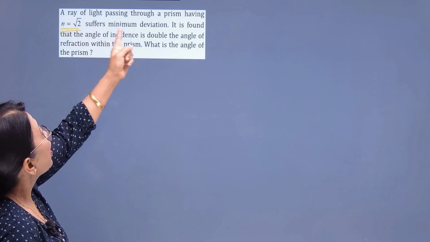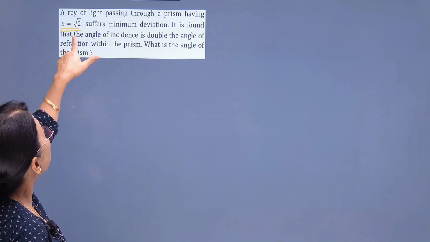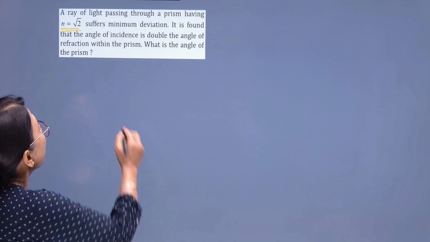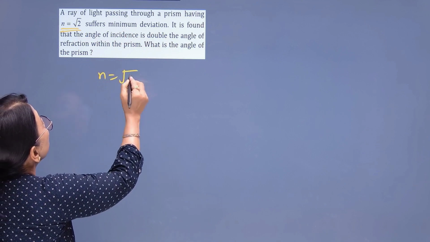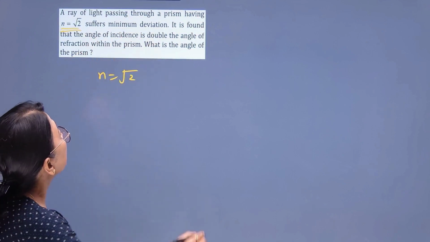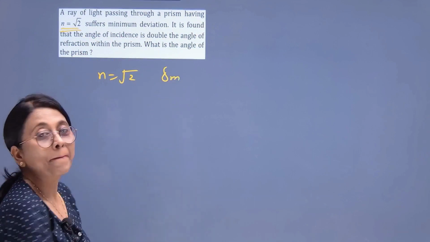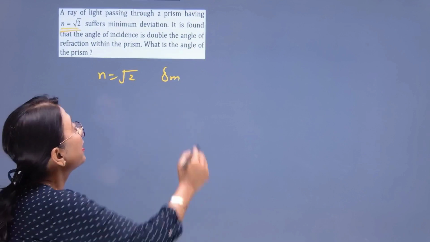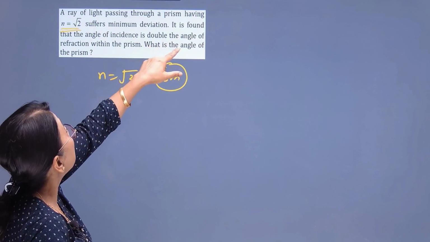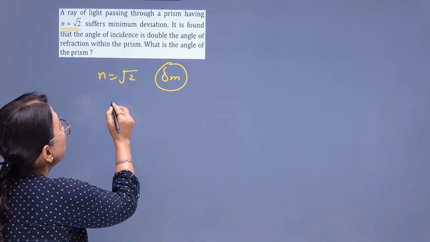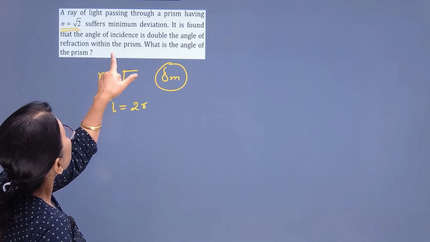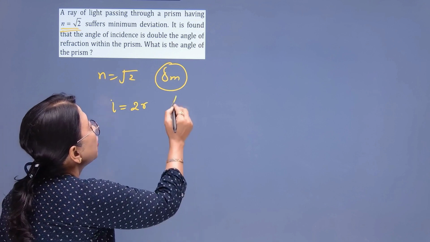The next question is, a ray of light passing through a prism having refractive index √2, suffers minimum deviation. n is equal to how much? √2 given to you. And suffers again delta m. That means delta m की condition हमें याद रखनी है. Definitely. It is found that the angle of incidence is double the angle of refraction. This i is equal to how much? 2r. i की value 2r है. Right, within the prism, what is the angle of prism? And they are asking you A.